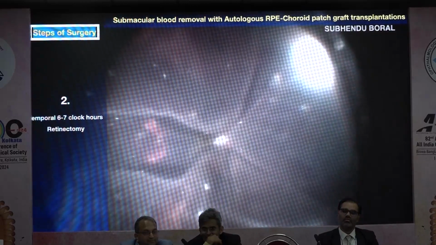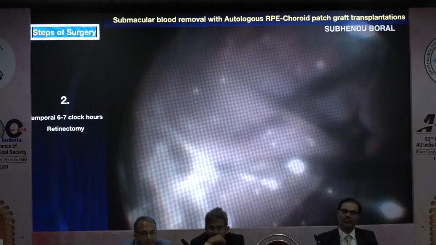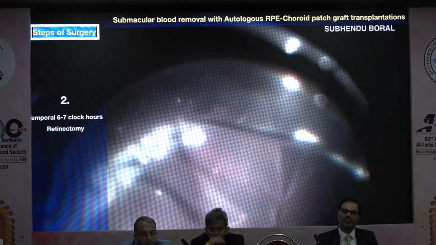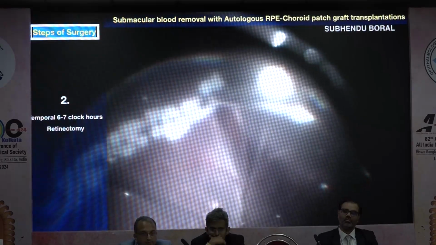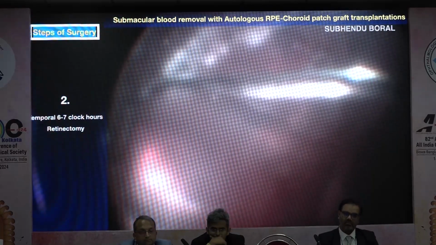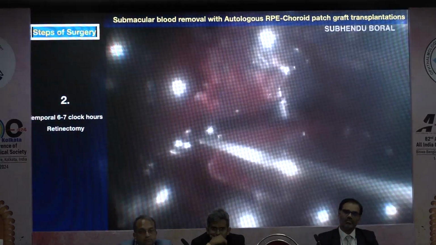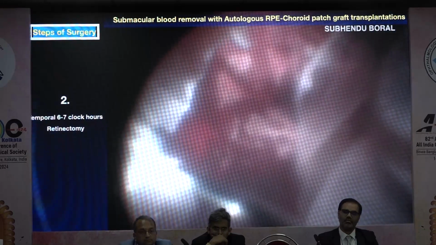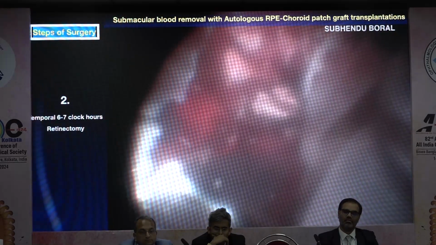If they are going to go directly for the retinectomy, do it as close to the ora serrata as possible, just to avoid post-operative hypotony, because you are keeping a very small area of exposed RPE, so rapid absorption of intraocular fluid will not be possible.